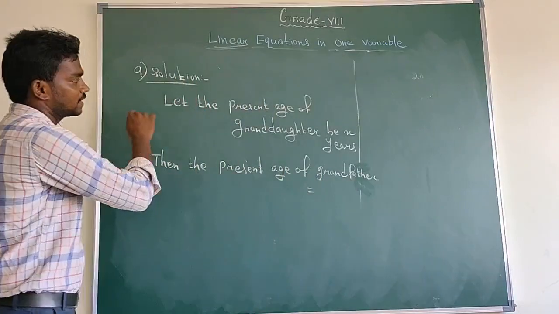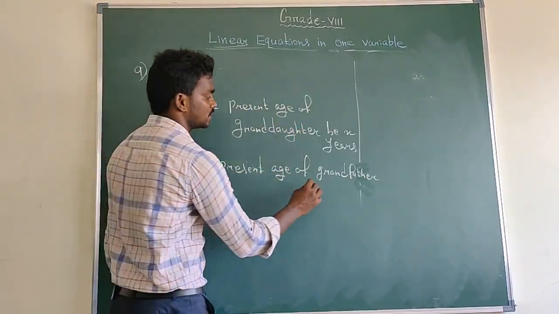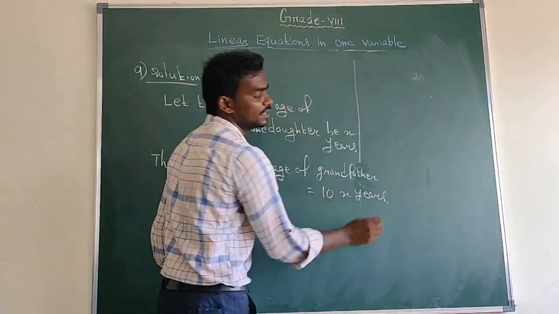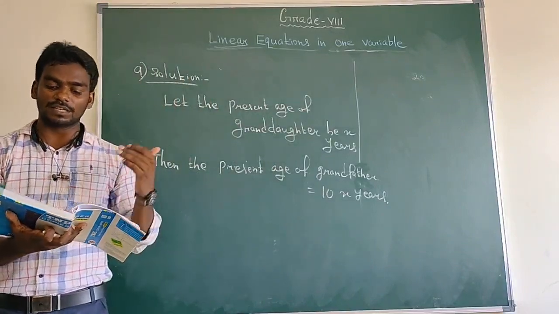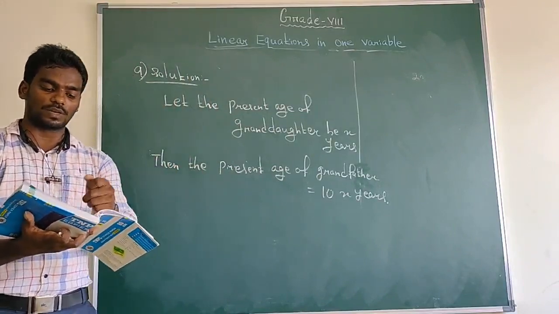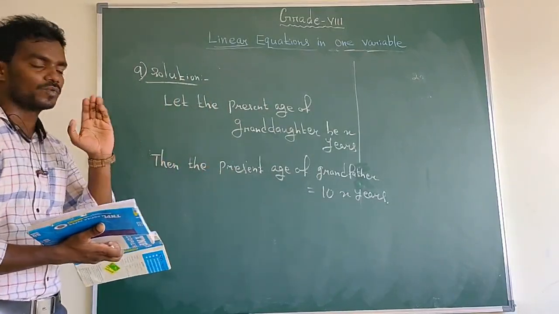Let the age of the grandfather be x years. What is the age of the grandfather? That is 10x years. So this is given in the conditions, that means it is given in the question. A grandfather is 10 times older than his granddaughter. He is also 54 years older than her. So how do we form the equation?